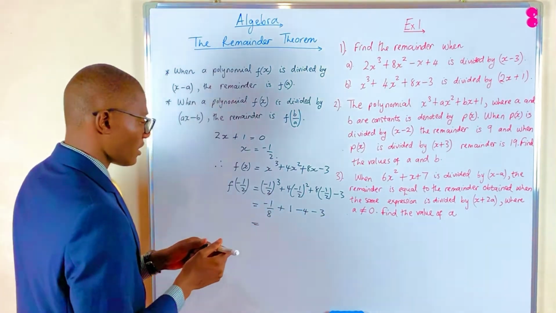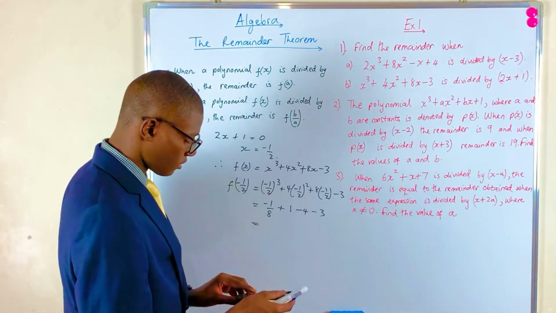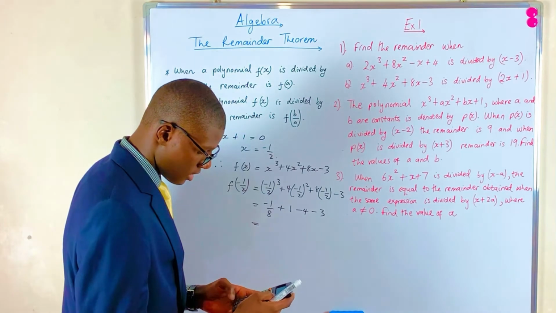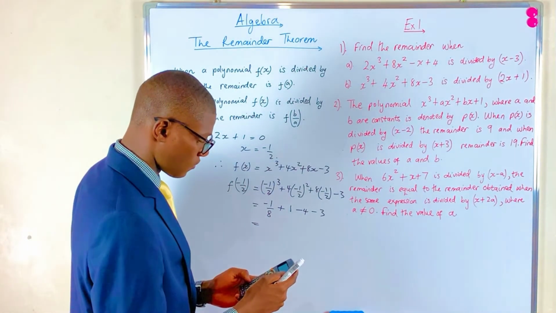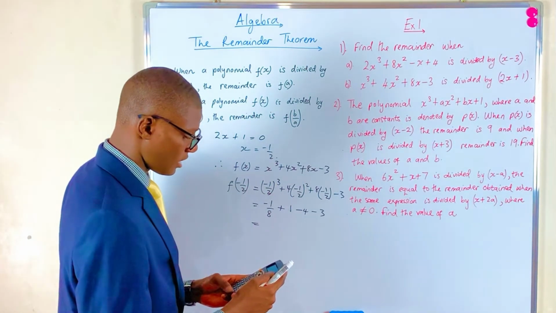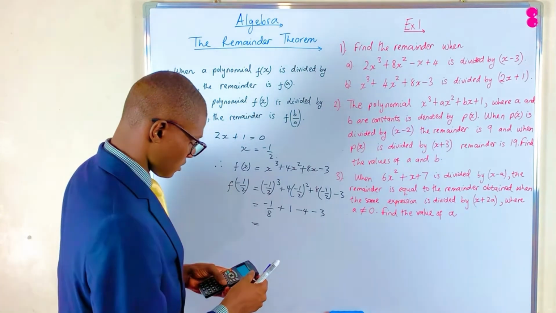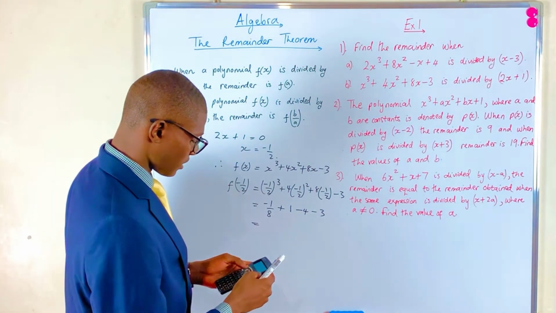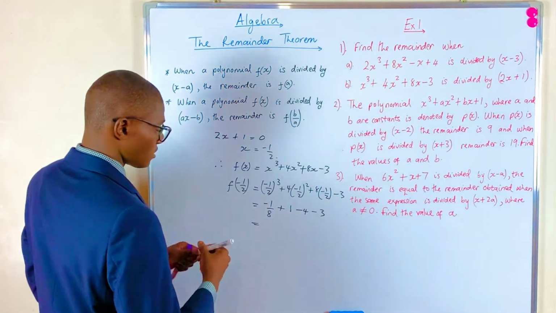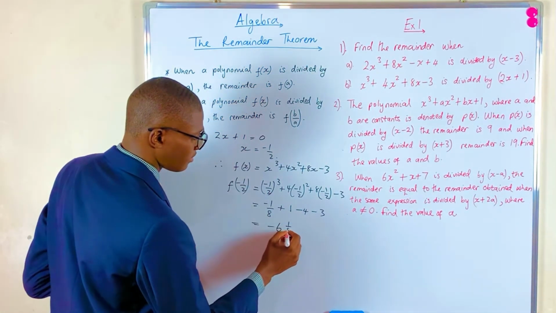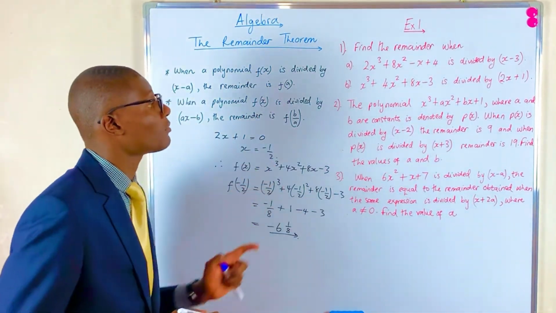And let's see what we get here. So this would be minus 1 over 8 plus 1 minus 4 and then minus 3. And then that will give us minus 6 and 1 over 8, which is minus 49 over 8. So this is the remainder that we get, minus 6 and 1 over 8 for part number 1, part B.